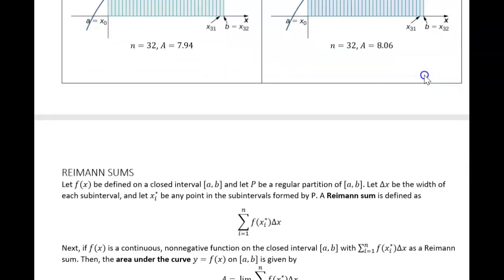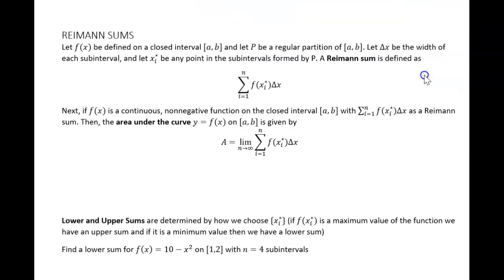So here's our Riemann sum. We've got our height of the function at the partition that we care about. It's an asterisk because it can be a left hand or a right hand. And then delta x is the width of your interval, and n is the number of your partitions. If f of x is a continuous non-negative function on the closed interval, then the area under the curve is just the limit of the Riemann sum as the number of partitions approaches infinity.